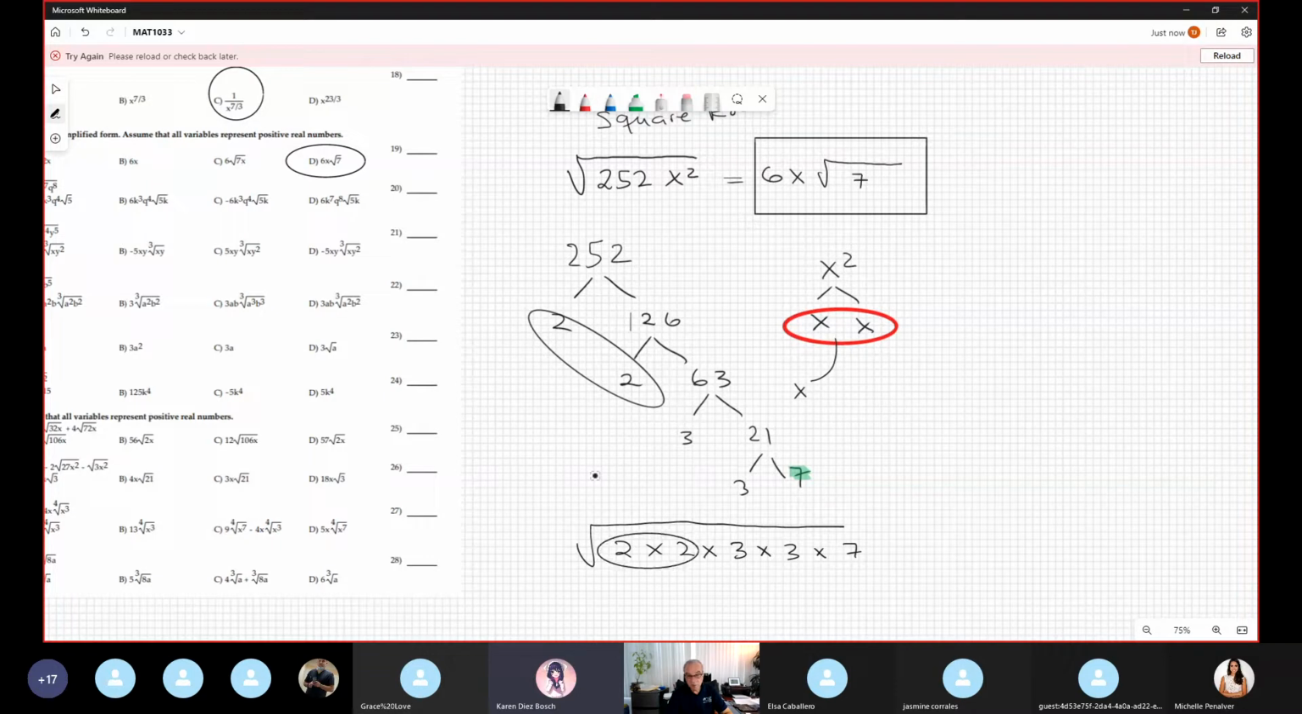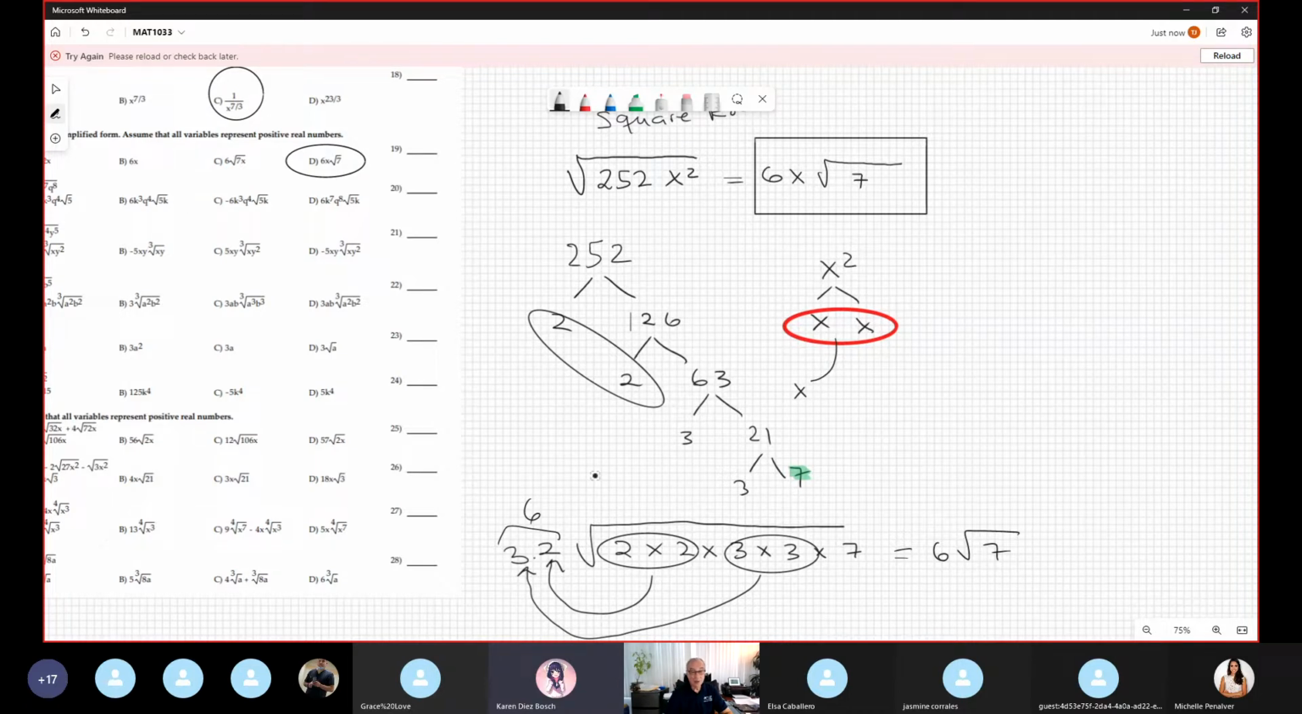And this couple of 2, actually 2 times 2 is 4, goes outside like a 1. And this couple of 3 goes outside like a 1, 3. And this no, because 7 is only 1, no couple. And 3 times 2 is 6. Okay, so my answer is 6 radical 7. Do you see that? Yes, I get that part.